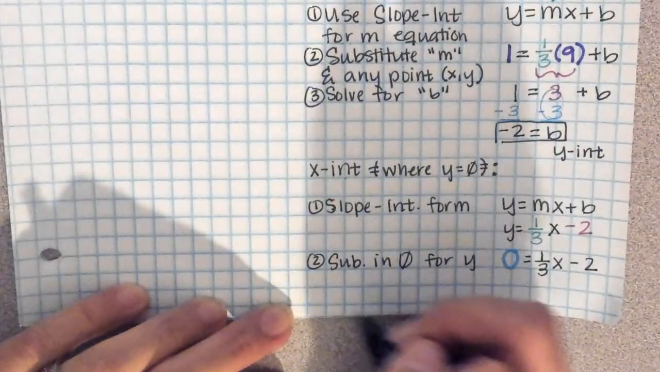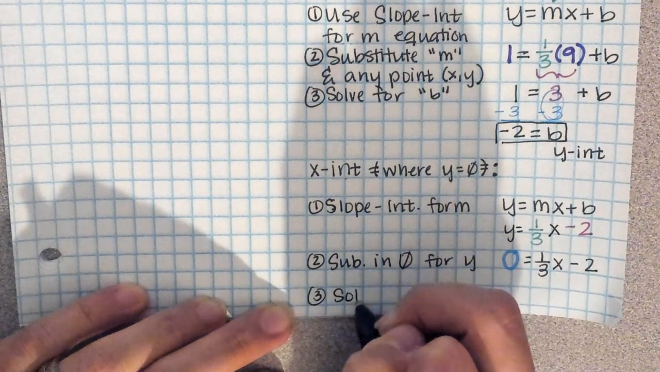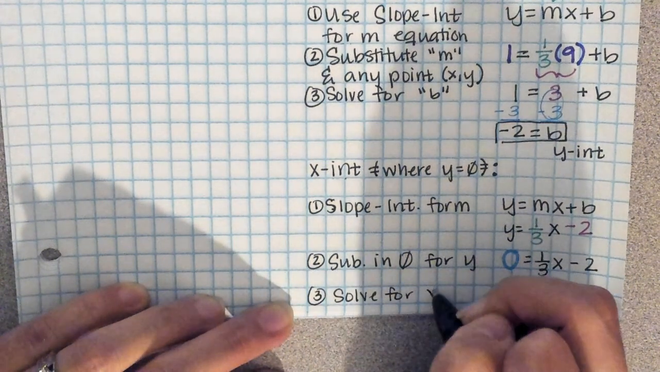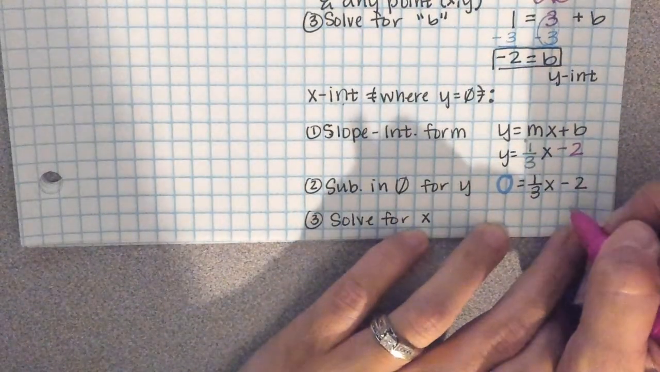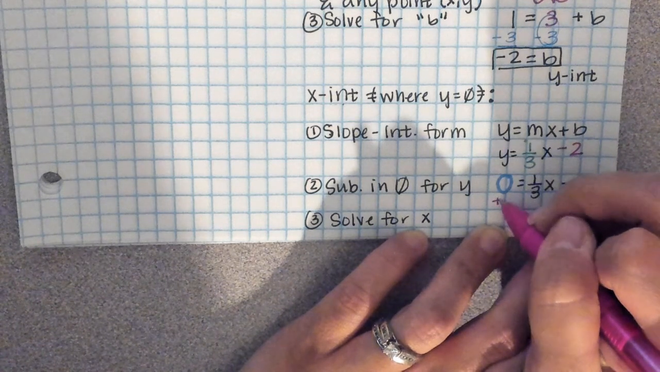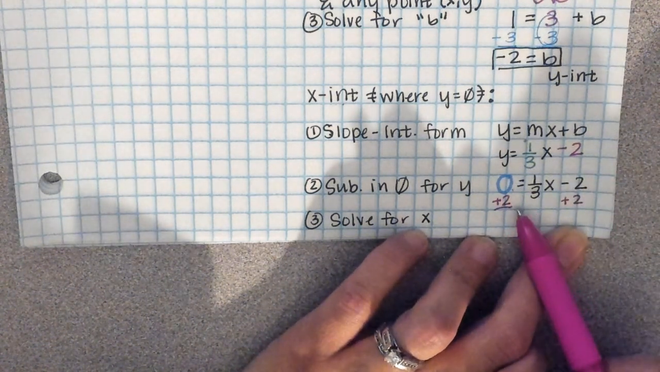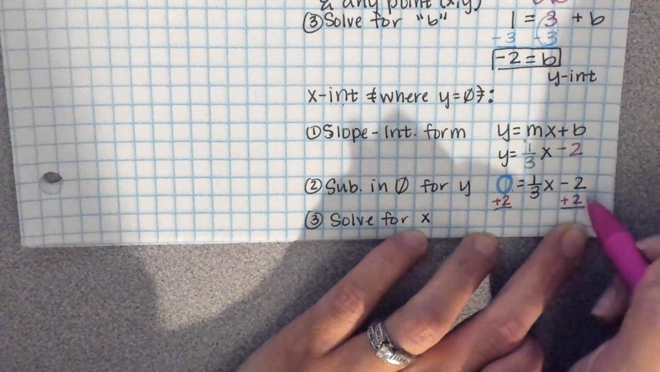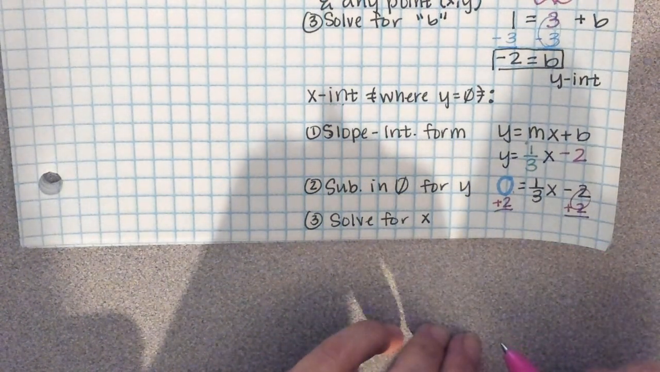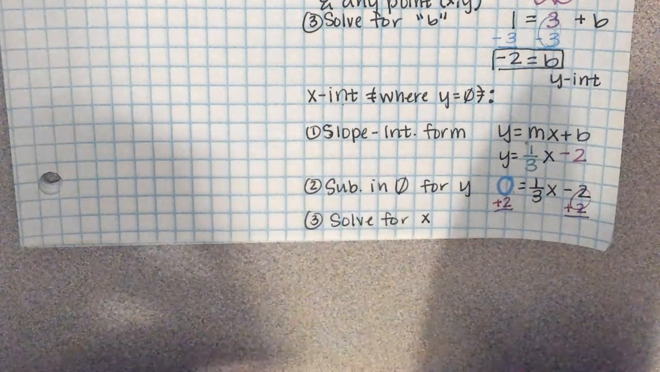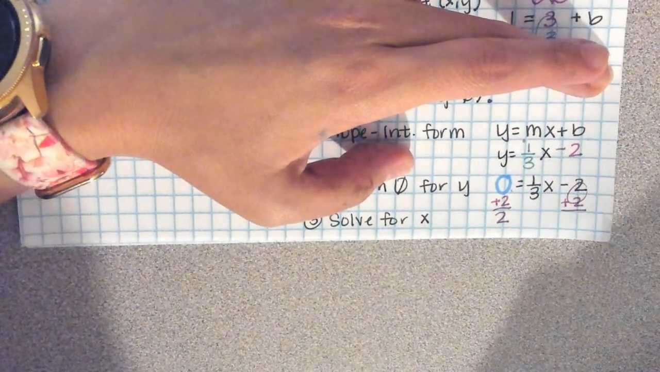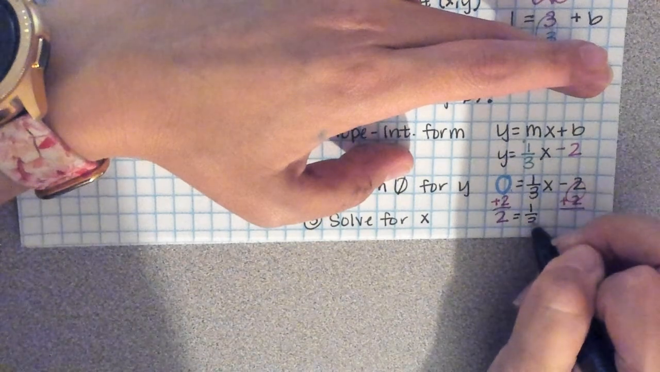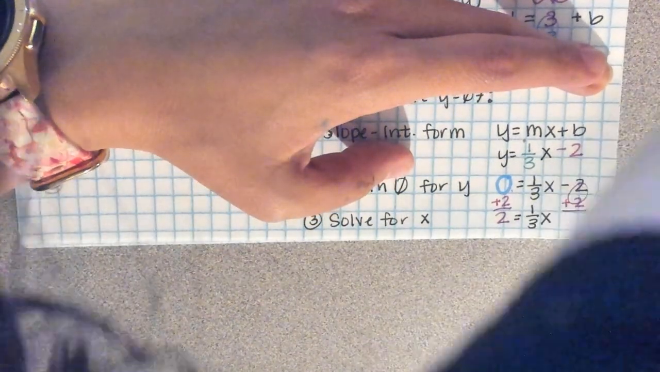All right, so then my last step to figure out my x-intercept is solve for x. How am I going to isolate my x? I'm going to start by adding 2 to both sides. And yes, 0 is a number. Yes, you can add on to 0. What's 0 plus 2? And I'm running out of space. Equals 1/3 x. I'm going to do the rest on the sticky note.